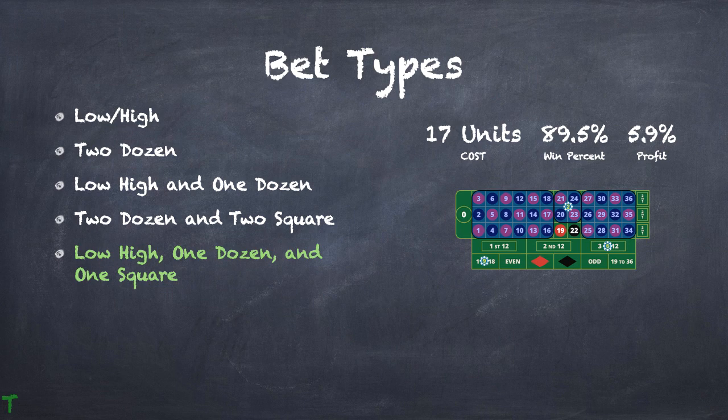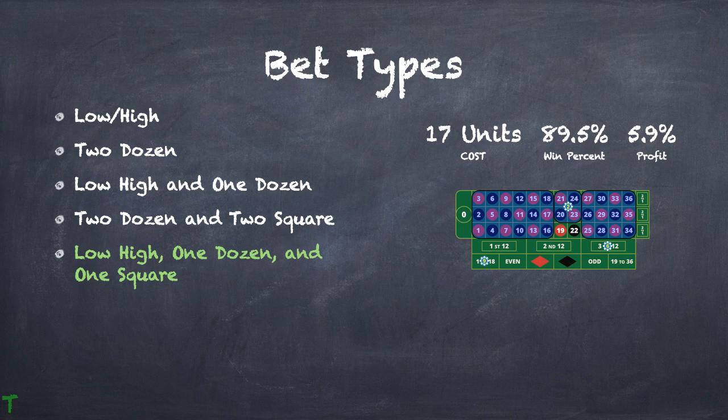And then finally, we have our low-high, 1 dozen, and 1 square bet. For this, we place 9 units on a low or a high. We put 6 units on a dozen bet, again, making sure not to overlap. And then we place 2 units on a square bet. Again, very important that we do not overlap. Otherwise, you're not going to get the same win percent. This has a total cost of 17 units, 89.5% chance of success with a profit of 5.9%.